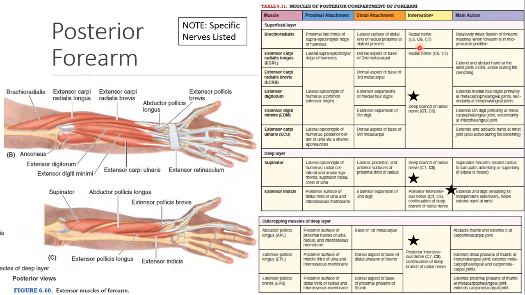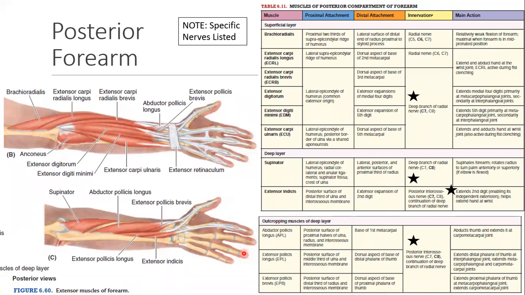So radial nerve itself innervates your brachioradialis, your extensor carpi radialis longus, as well as the triceps muscle. Deep branch of radial nerve is going to innervate your extensor carpi radialis brevis, your extensor digitorum, your extensor digiti minimi, and your extensor carpi ulnaris, as well as your supinator. And then your posterior interosseous nerve is going to innervate your extensor indicis, your abductor pollicis longus, your extensor pollicis longus, and your extensor pollicis brevis.